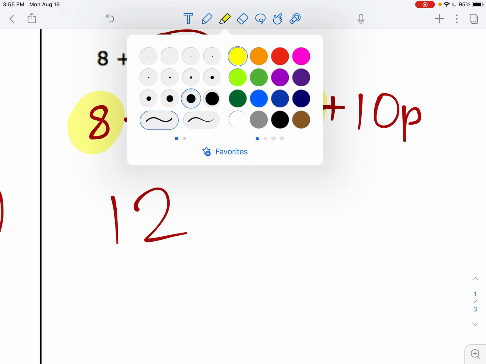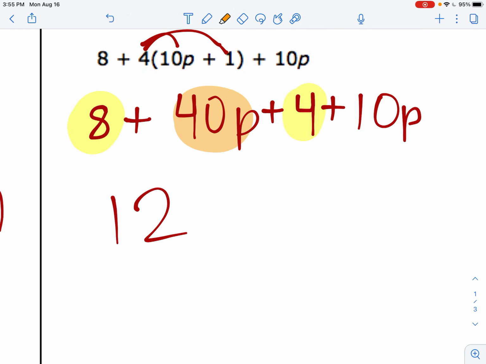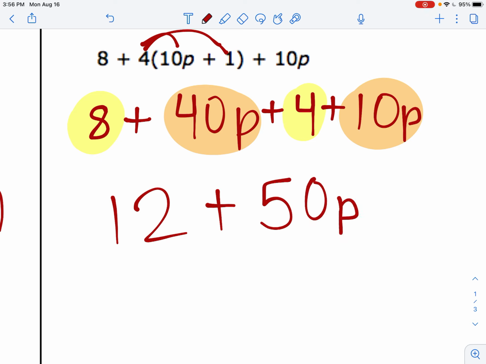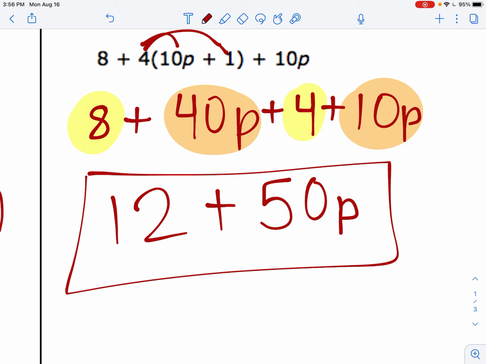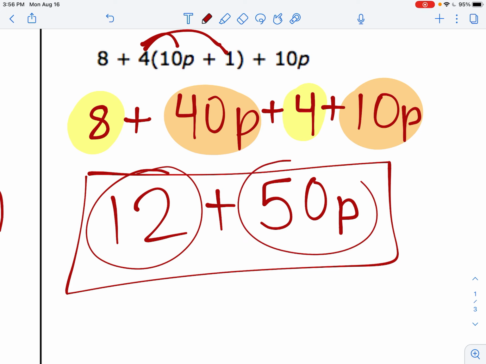How about, let's go to the orange. I'm going to highlight 40p. Do we have any like terms to 40p? Well, I see 10p. Those both have the variable p, so that means I can combine them. So I add 40 plus 10, which is 50p. So a little review for you. Now, I've just squared it, so you already know I'm done. But how I know I'm done is that these two things are not like terms, right? It cannot keep going.